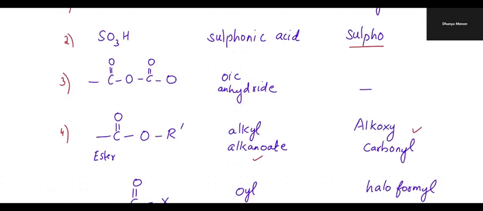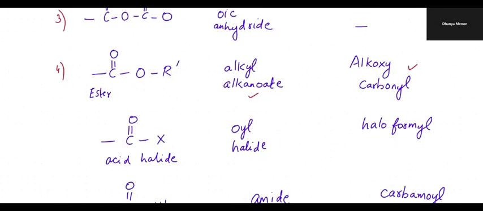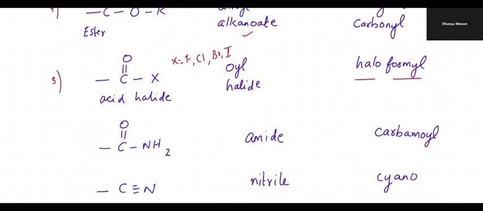The next one is acid halide. The suffix is oyl halide. So halide can be, X can be fluoride, chloride, bromide, iodide, etc. So if it is chloride, we use oyl chloride. And the prefix we use is haloformyl. Okay. The next one is amide. So if it's an amide, the suffix is amide and the prefix is carbamoyl.